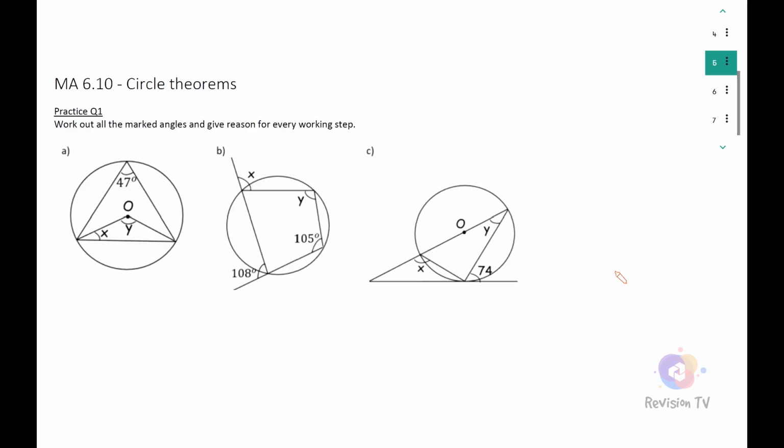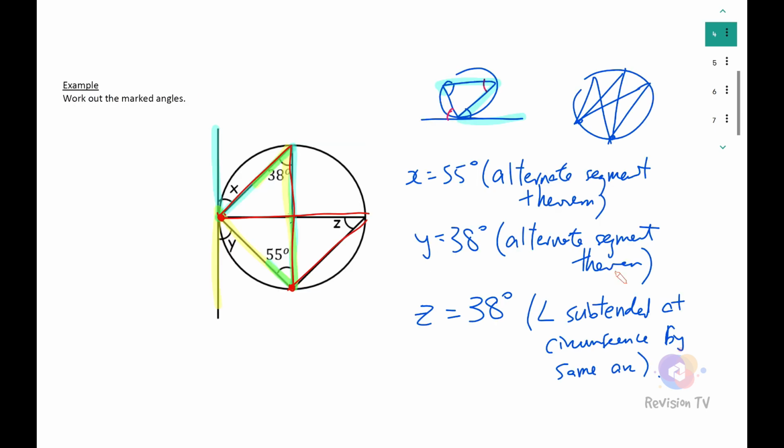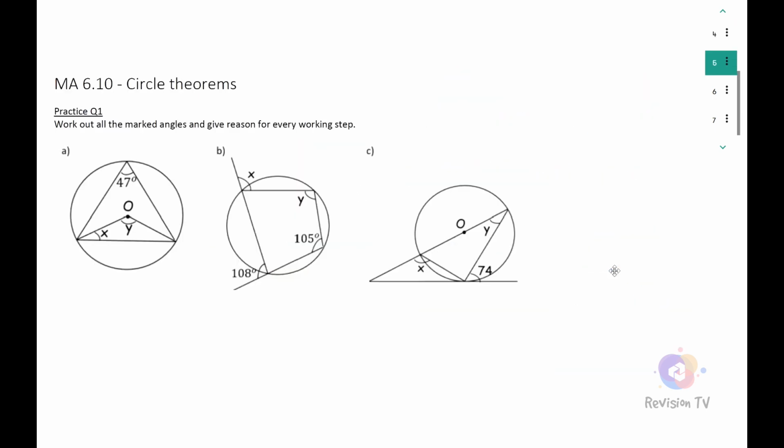All right. So here comes practice question 1. I would like you to work out all the marked angles and give reason for every working step. Similar to the previous example I've shown you, the structure to approach a circle theorem question would be: first look at the circle and recall which theorems are relevant. Draw them out first, like my previous one. You can see I draw a little sketch in here just to remind myself, okay, these are probably relevant. Then that will make your mind easier, less work to do at the same time. So pause the video, have a go at the question. When you need my detailed explanation, you can play the video.